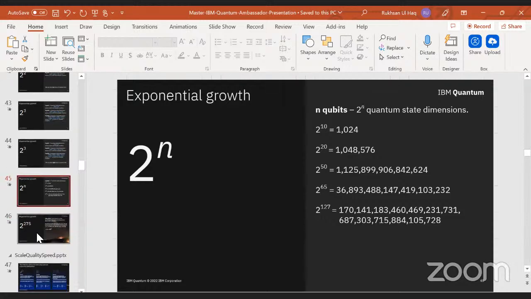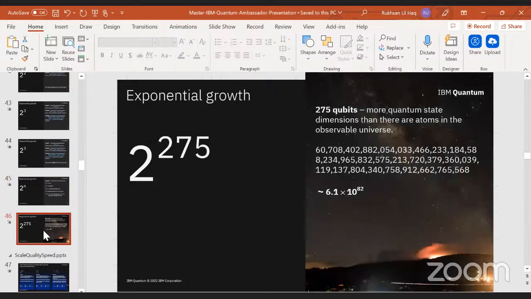And if you keep going, and the time when you reach 275 qubits, which I think is not many years away from us, it will have more quantum states than the number of atoms in the observable universe. As of now we are at 127, maybe a few years down the line we will be at this stage. So this is the immensity of the logical space which becomes available to us when we have qubits.